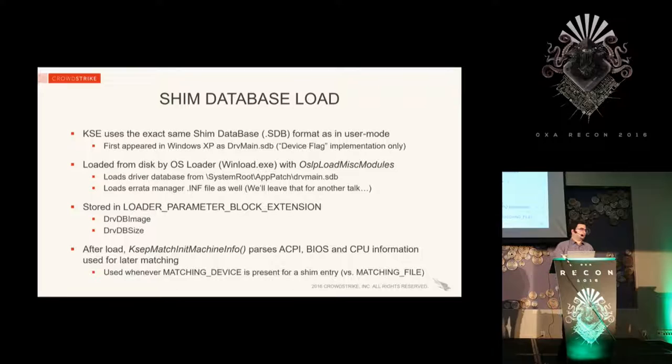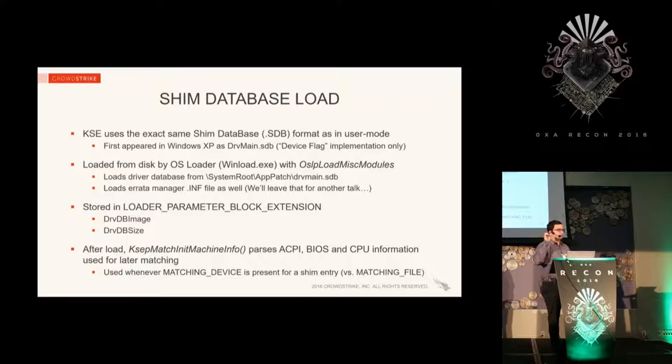In XP, again, there was no kernel shim engine, but there was this app compat engine where you could have certain flags. What changes in Windows 8 with the kernel shim engine is the ability to have driver shims as well. This is loaded very early on by winload.exe, or .efi, which is your Windows bootloader. It looks in System32 C:\Windows\AppPatch\drvmain.sdb, and it loads that. Then it also loads the Errata Manager INF file, but we're not going to talk about the Errata Manager here. It then stores in a loader parameter block extension the base address of the shim database and the size. So at this point, it's already loaded in memory.